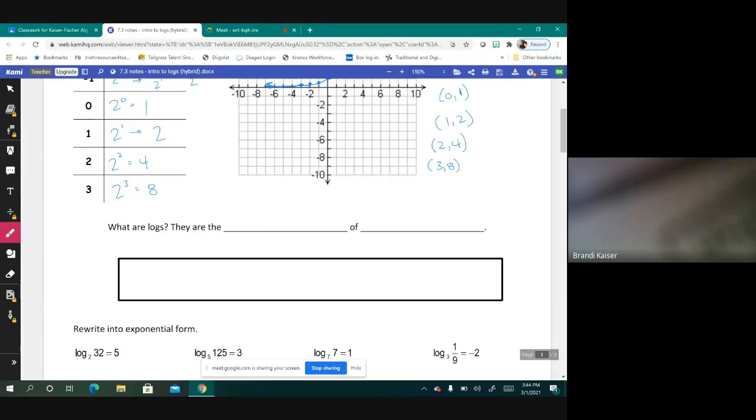Okay, so the inverse of an exponential is called a logarithm, or for short, we'll call it a log. Logarithm is the full name of the function, but we'll call them logs for short. And they are the inverses of exponentials.